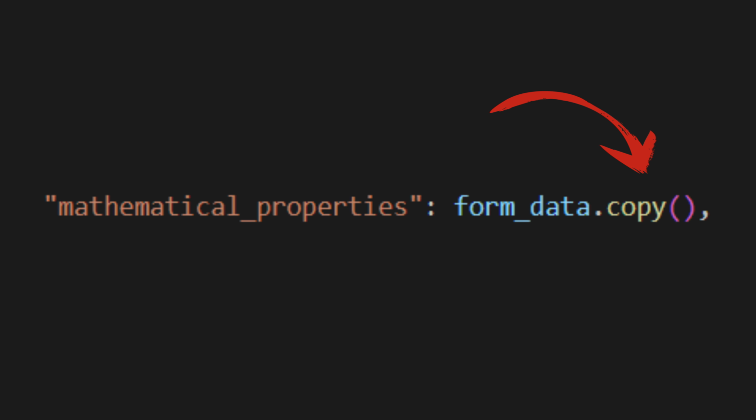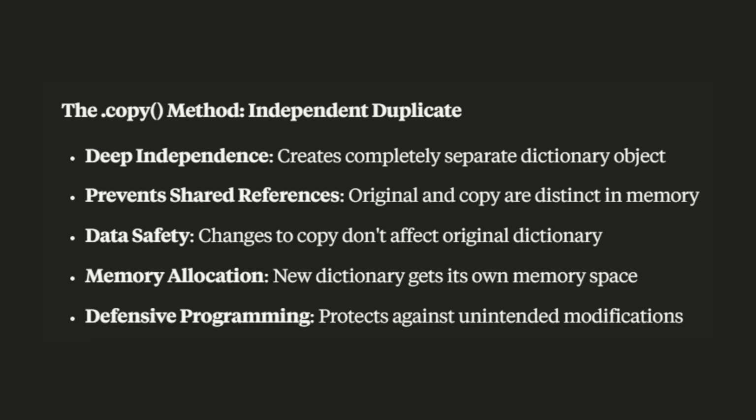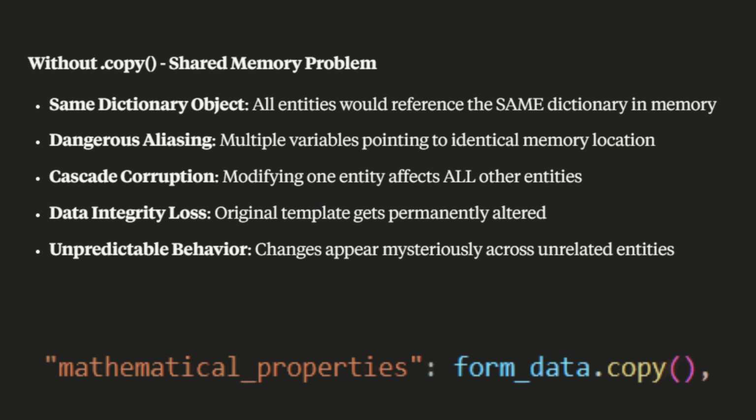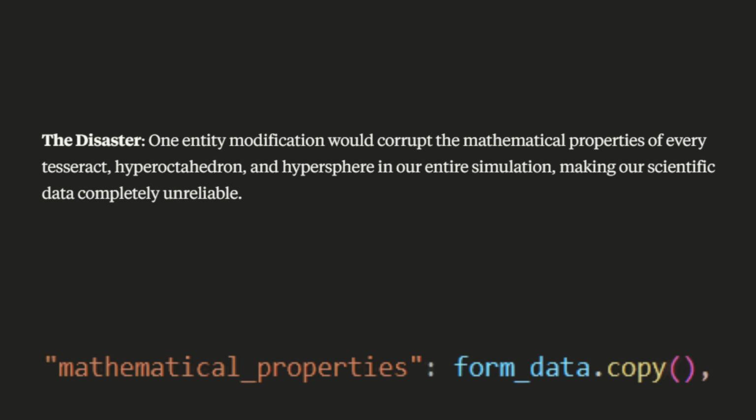So this is actually a critical line that prevents a major programming problem. The dot copy method creates an independent duplicate of our dictionary data. This is absolutely essential for preventing unwanted data sharing between objects. Without dot copy, all our entities would share the same mathematical properties dictionary in memory. If we modified one entity's properties, it would accidentally change all the entities' properties because they'd all be pointing to the same data. Common source of bugs in programming.